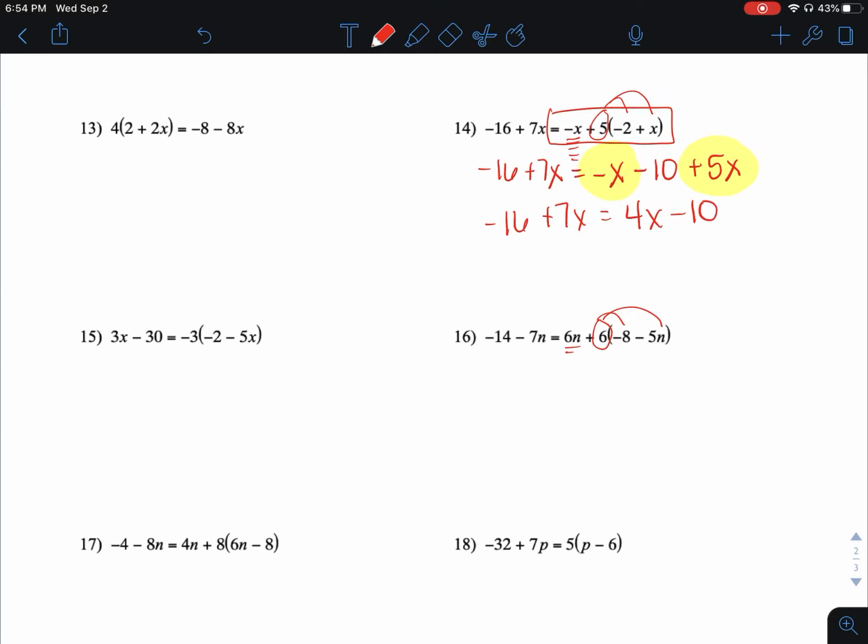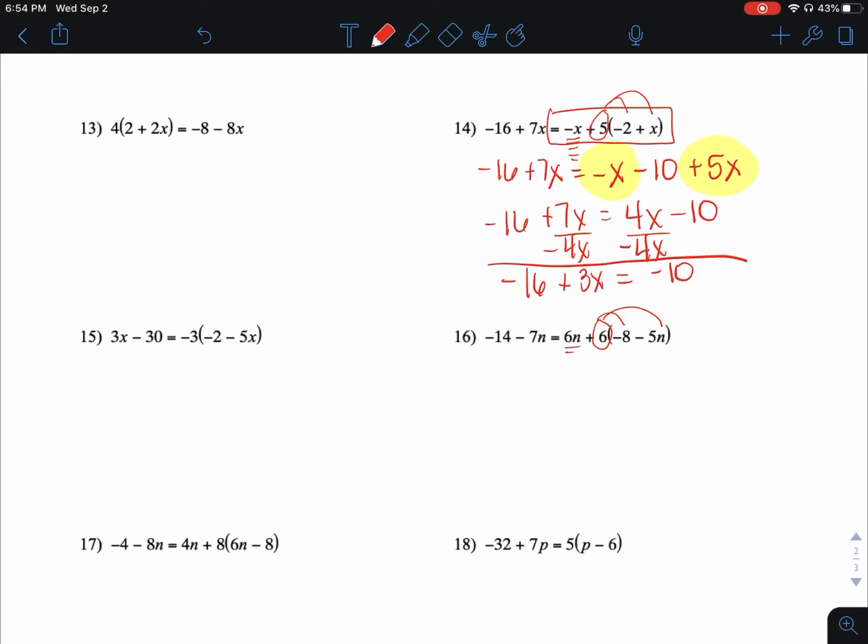Now I need to get my x's together. So if I look at this, I have a 4x and I have a 7x. Both of them are positive. So I don't like dealing with negative numbers because I tend to make mistakes with negatives. I just proved it a second ago on the other problem. So I want to take the smaller of these two numbers and subtract it from both sides. That way I don't have any negatives. So minus 4x minus 4x. So we have negative 16 plus 3x equals negative 10.